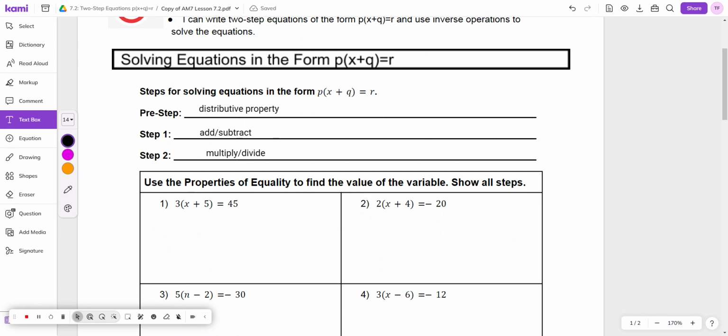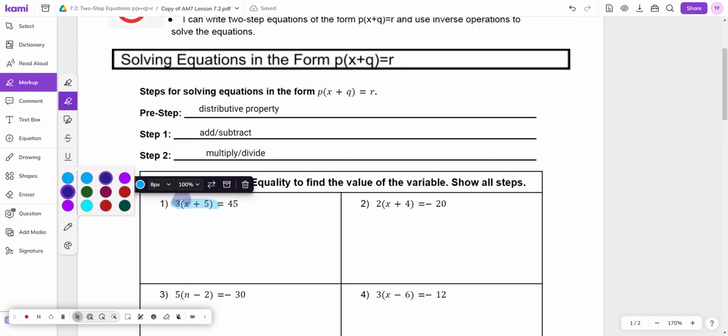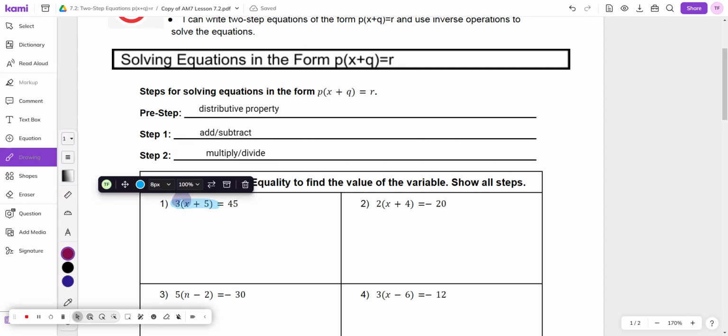Looking at number one, I see that I'm going to have to do the distributive property. How do I know that? I have a constant multiplied to an expression inside of parentheses. That right there that I highlighted tells me that I'm going to have to do the distributive property. I'm going to distribute the 3 to both terms inside of the parentheses. And when I say distribute, I mean multiply.